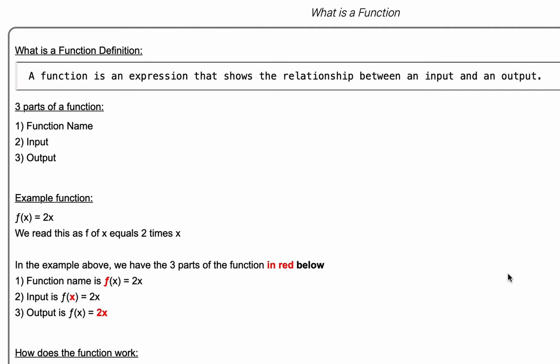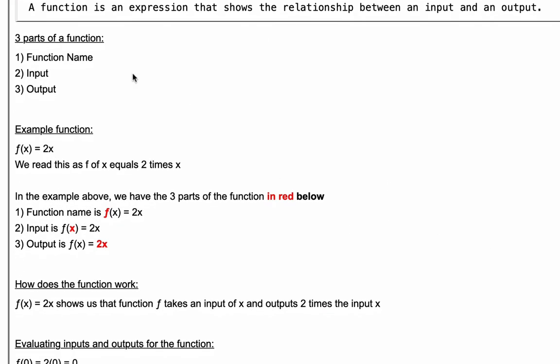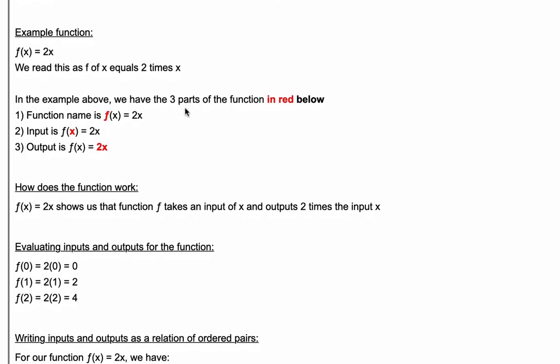What is a function? A function is an expression that shows the relationship between an input and an output. Put simply, you put something in and you get something out. So there's three parts of a function. There's a function name, an input, and an output. So let's look at an example function.